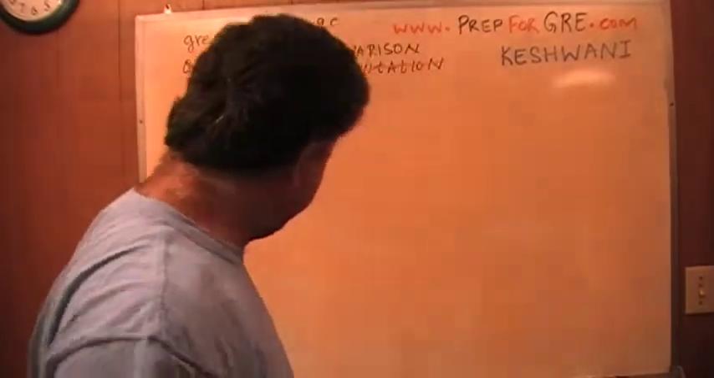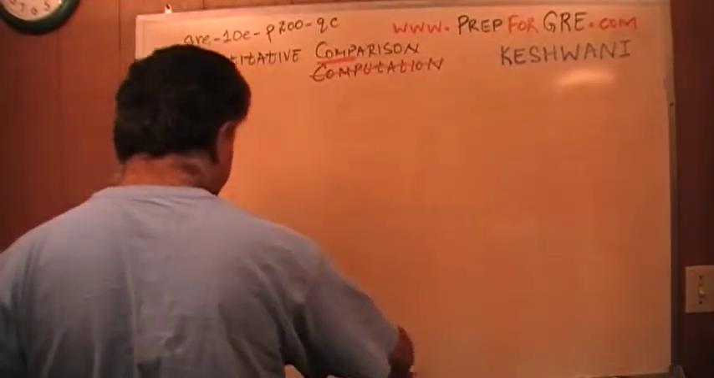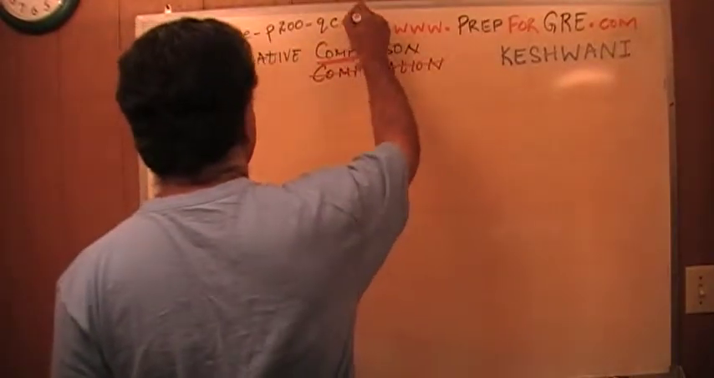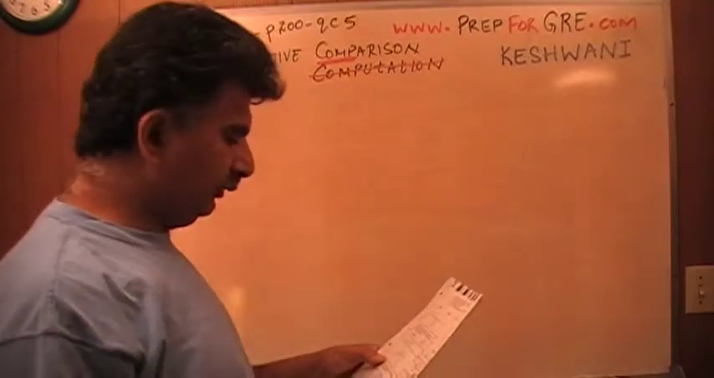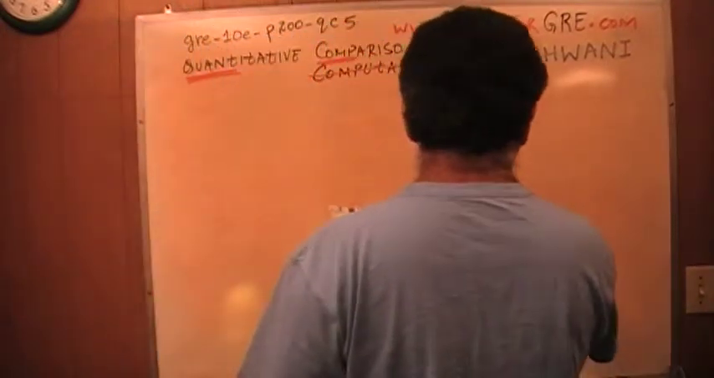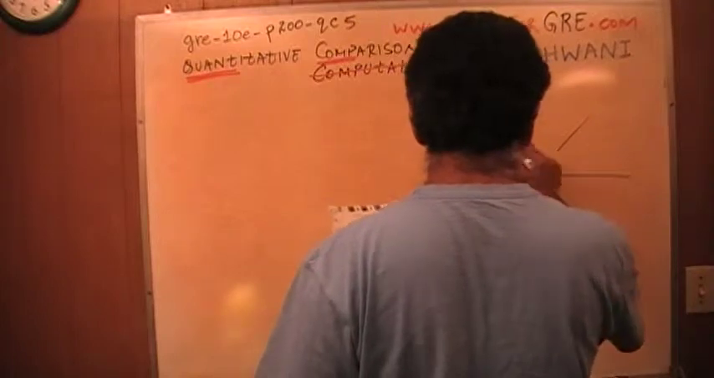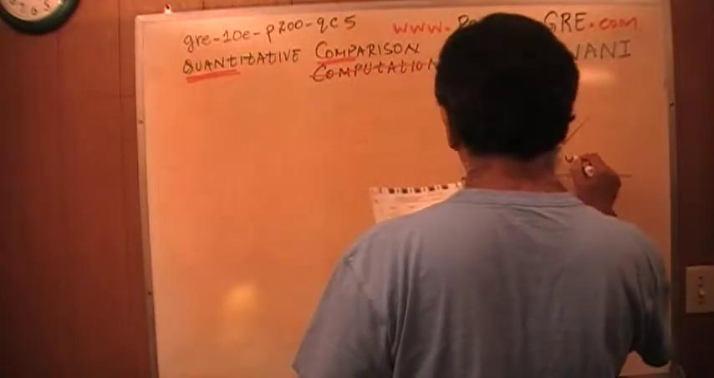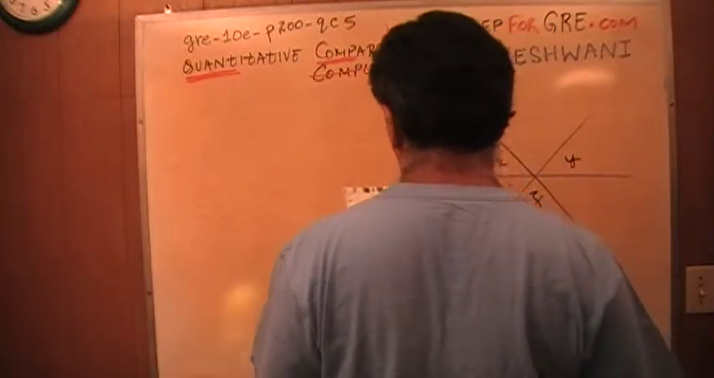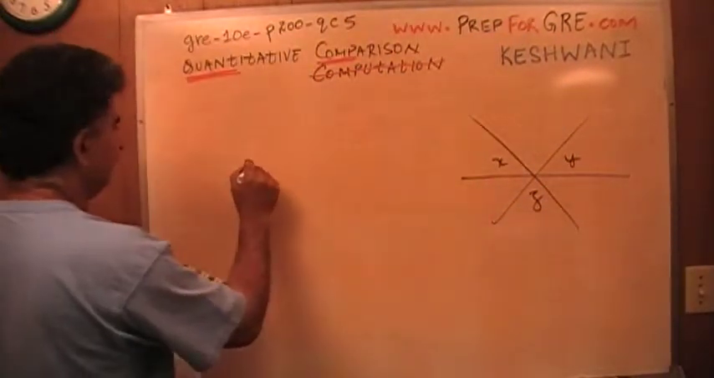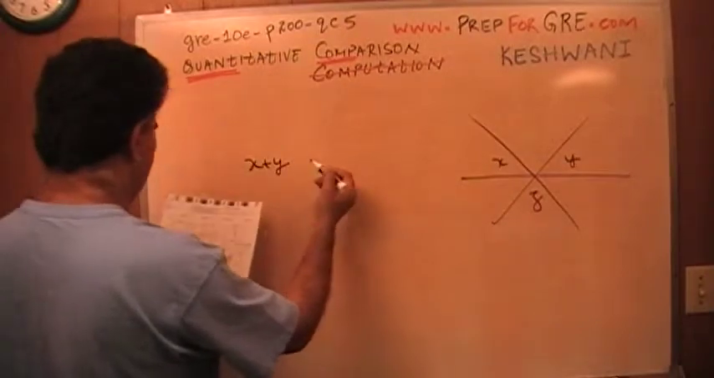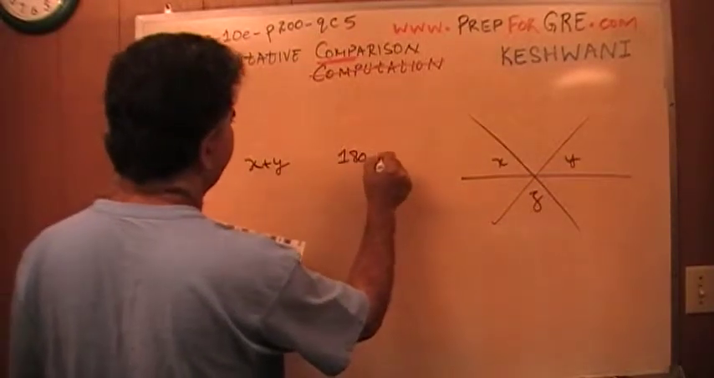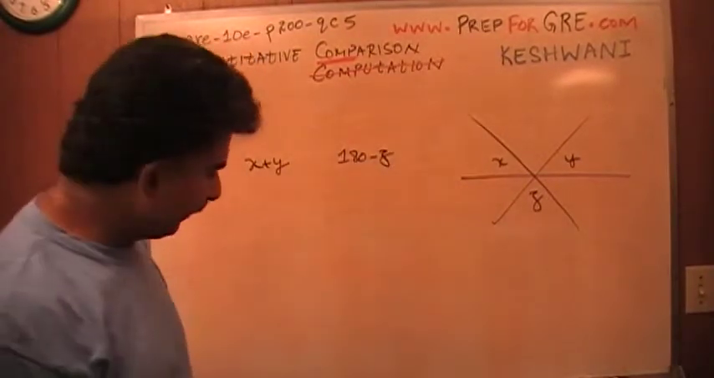Let's take a look at it. Number 5. Oh, we have a picture here. And they want us to compare this quantity, x plus y, versus 180 minus z. Well, let's take a look at it.